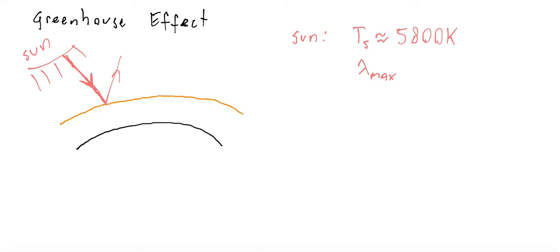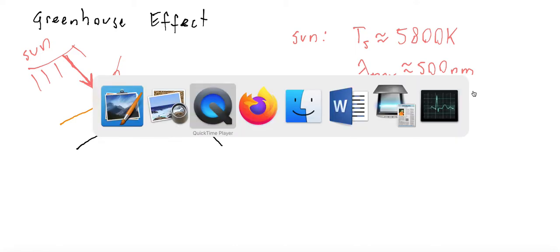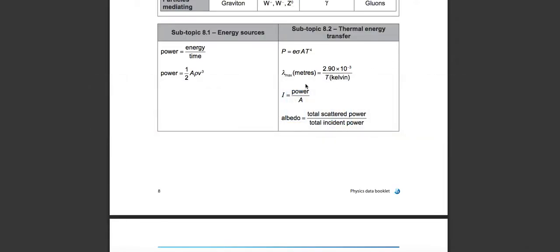We've named this lambda max, and it was around 500 nanometers. Okay, and 500 nanometers corresponds with yellow color, and this is why the Sun is visible as yellow. On your data booklet you have this. Lambda max, so wavelength for maximum intensity, is related with temperature in kelvins by this factor 2.9 times 10 to the power of minus 3.